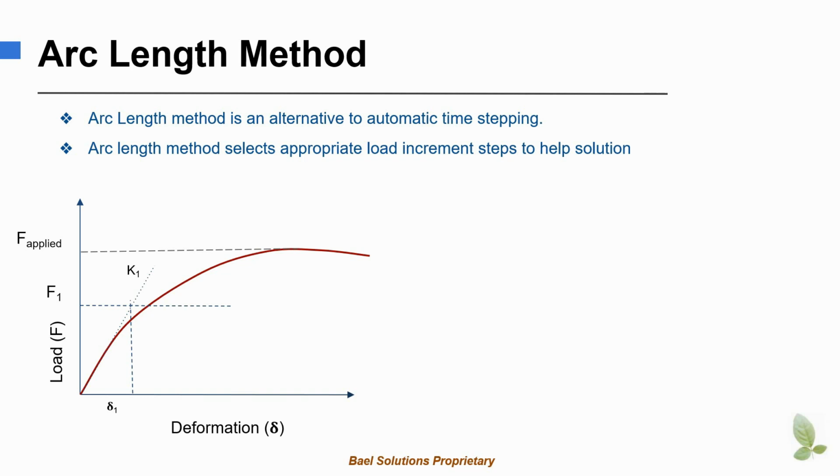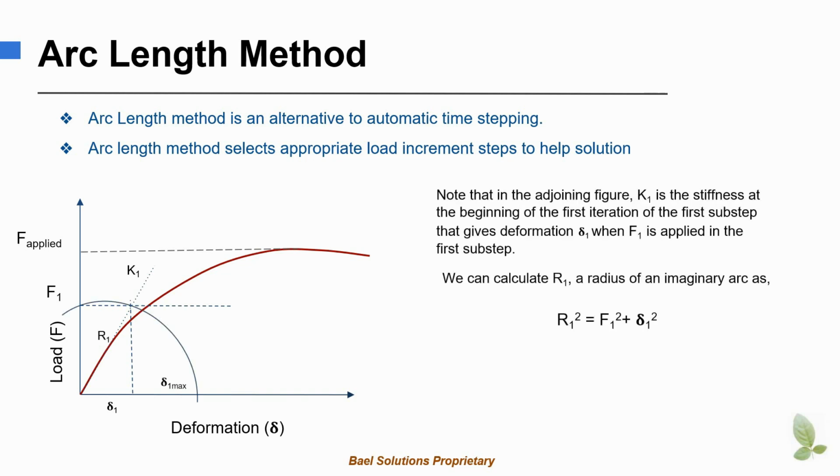From the figure, we can calculate arc radius R1 as R1 square is equal to F1 square plus delta 1 square. However, we know that the applied force F1 is equal to K1 multiplied by delta 1. Substituting the value of F1 in the above equation, we get R1 square equal to delta 1 square multiplied by K1 square plus delta 1 square.